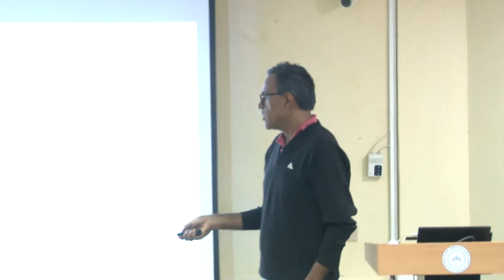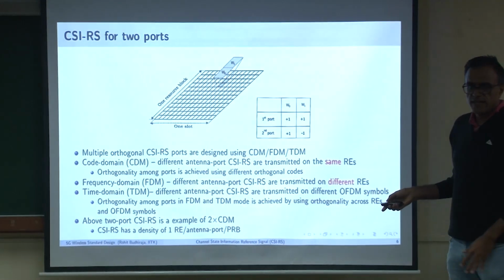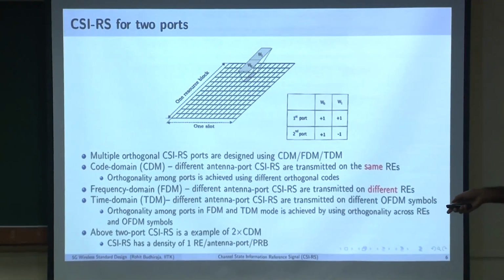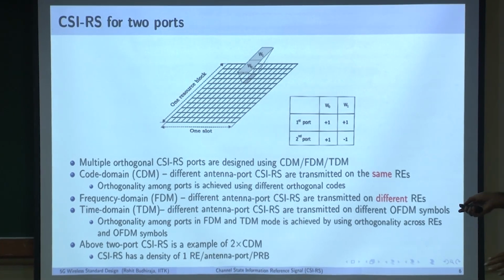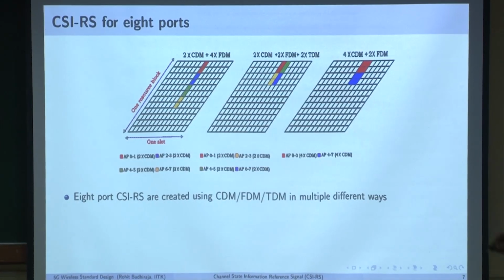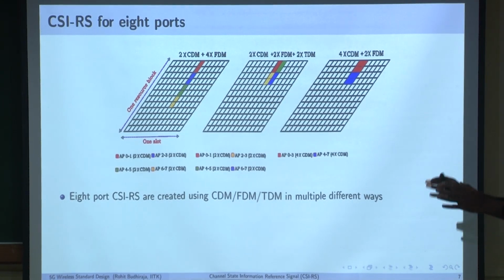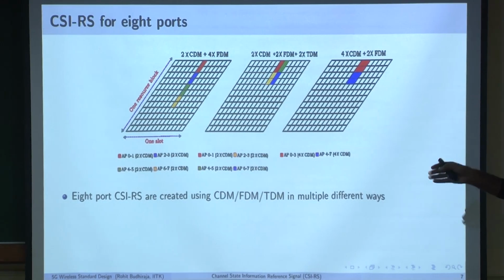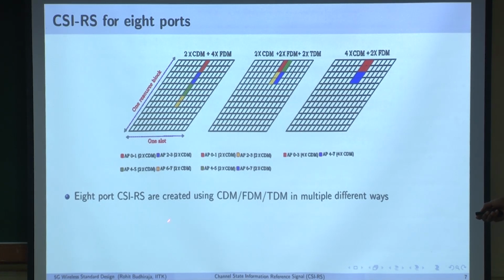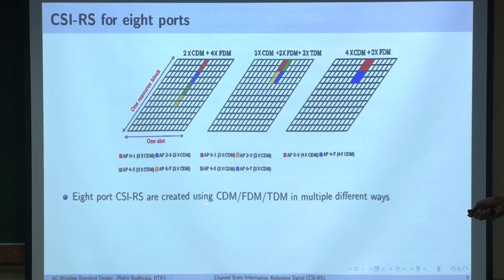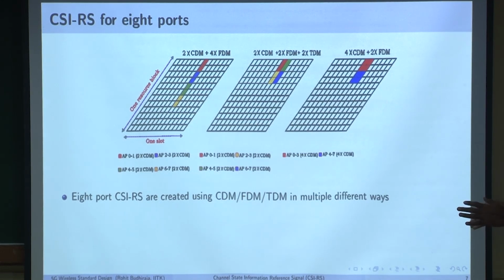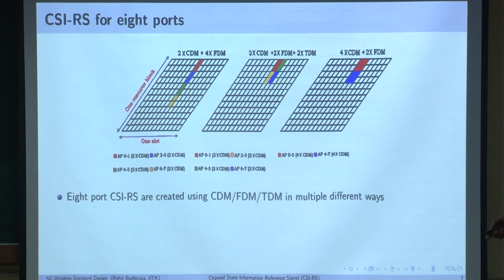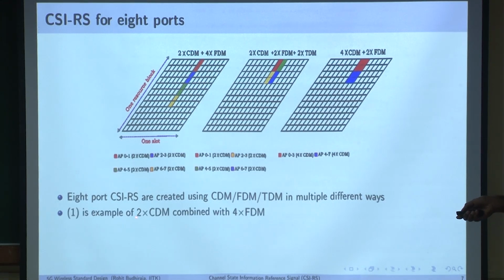Okay, so we saw the example of 2 port CSI-RS, and we are going to see examples of 8 port CSI-RS, how it is constructed using different FDM, CDM and TDMs. I have taken 3 different examples here. We'll look at them one by one, and this bullet is telling us 8 port CSI-RS are created using CDM, FDM and TDM in multiple different ways. So the first example is 2 cross CDM combined with 4 FDM.